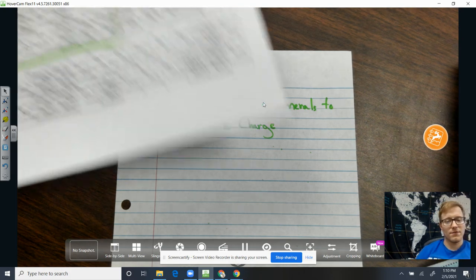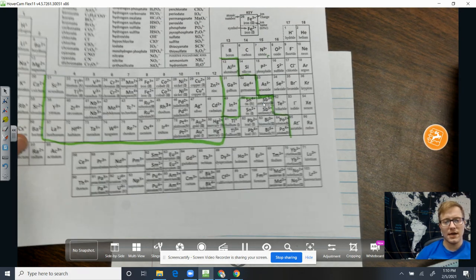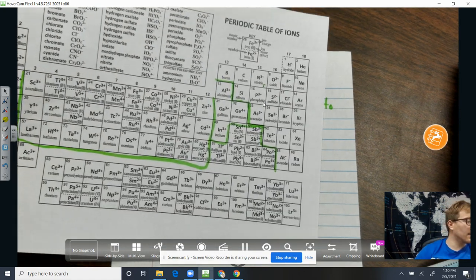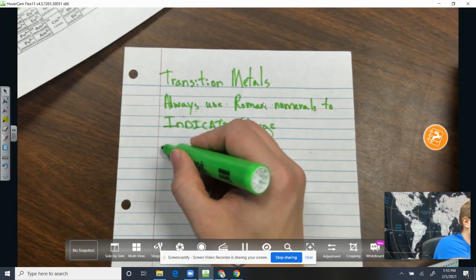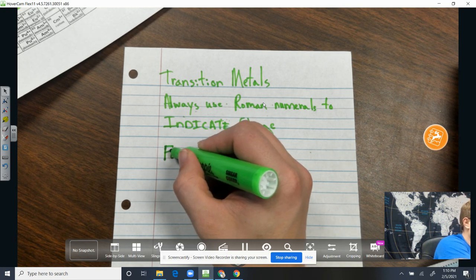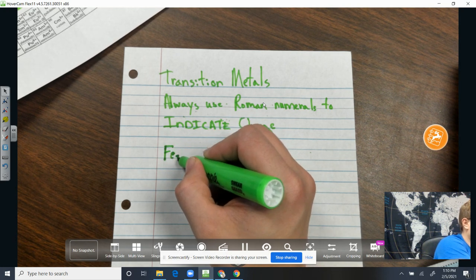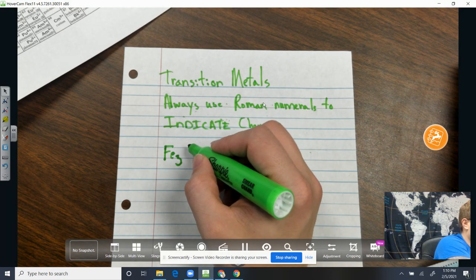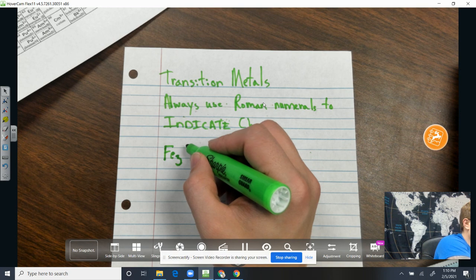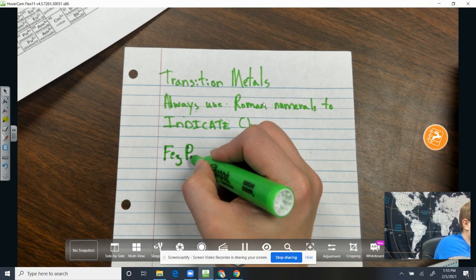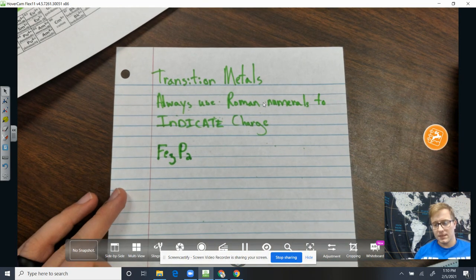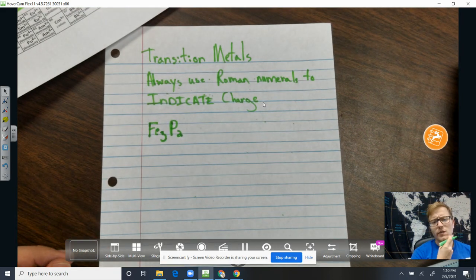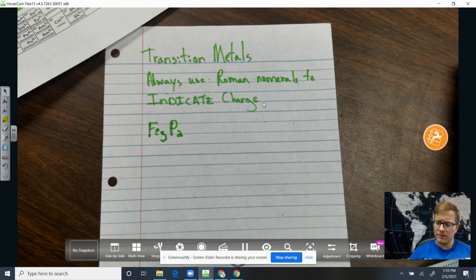So let's say, for example, Mr. Winston or I give you a fun little problem like Fe3P2. We would expect you to name this, okay? We would say, okay, I gave them Fe3P2, so now I expect them to name it.